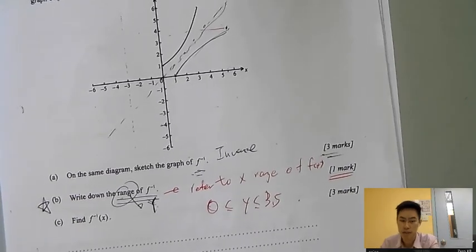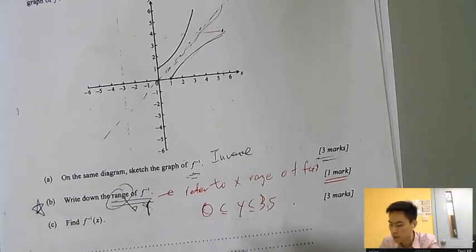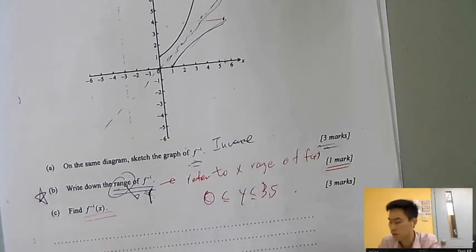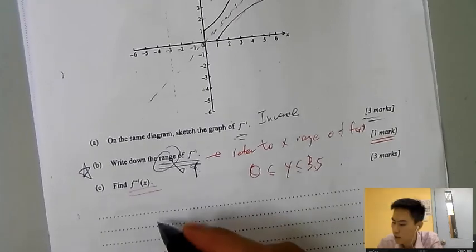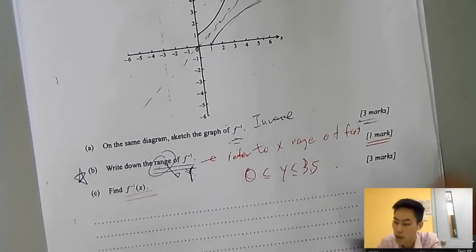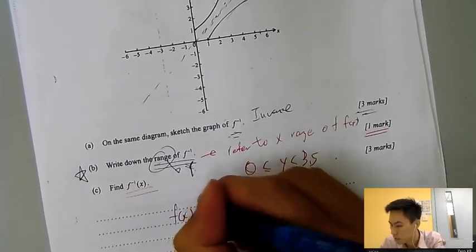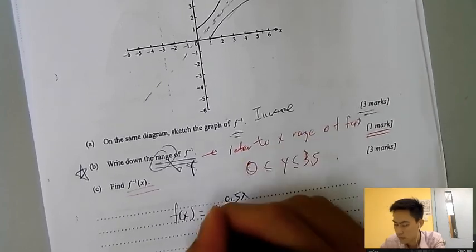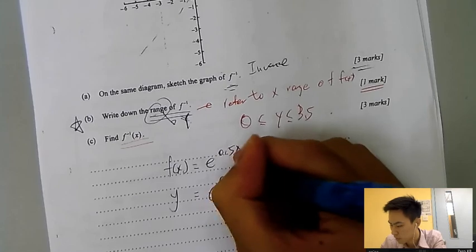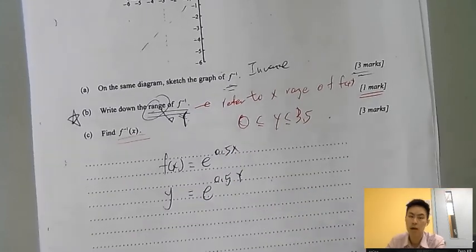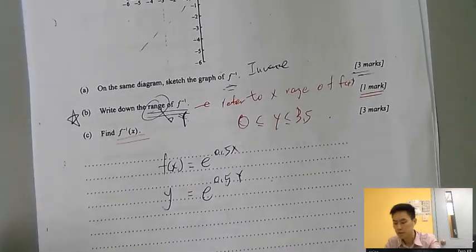And then question C, the inverse. Find the inverse equation. Very easy. For this one, just swap x and y, but you need to apply log, ln. So f(x) is equal to e to the power 0.5x. Then I just swap x and y, so y equals e to the power 0.5y. I'll let you do this. You have 15 seconds.